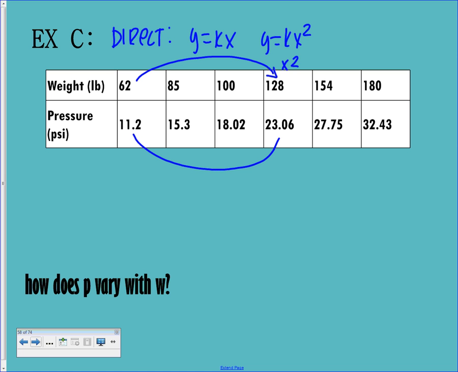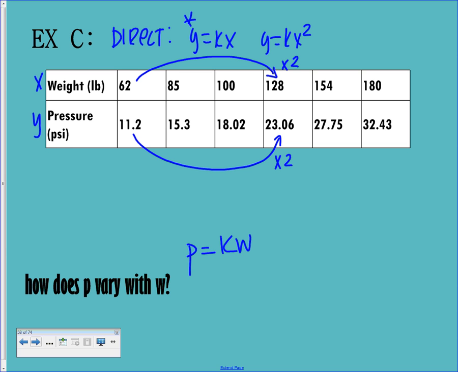And then 11.2 to 23.06 is about 2. So again, I have timesing by 2 on both the x and the y, which means there's no exponent involved, which means I'm going to choose my y equals kx because that's an exponent of a 1. Again, I need to put this in terms of my weight and my pressure. So always remember the top is x and the bottom is y when you're given a data table. So I can say that P equals KW for this first part.